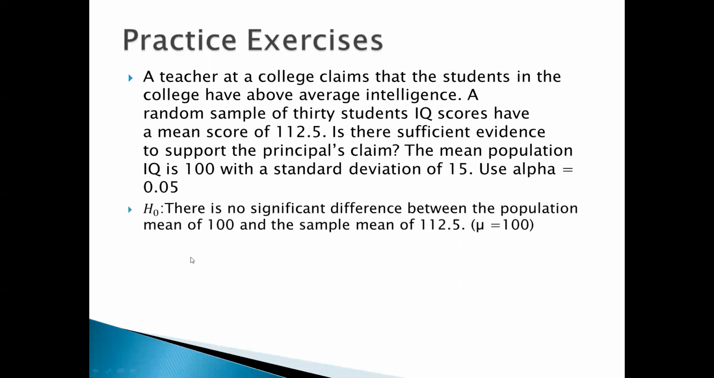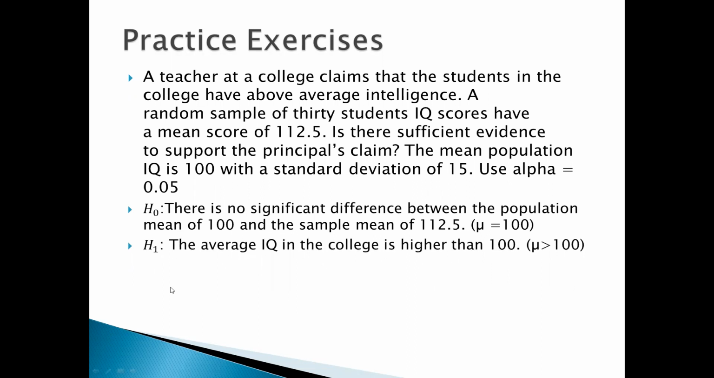So the null hypothesis again: there is no significant difference between the population mean, which is 100, and the sample mean of 112.5. Mu is equal to 100. So H1, or the alternate hypothesis, states that the average IQ in the college is higher than 100, because that is a claim of the teacher at the college. So if there is a significant difference between the sample mean and the population mean, then we can say that the average IQ in the college is higher than 100. So mu is greater than 100.